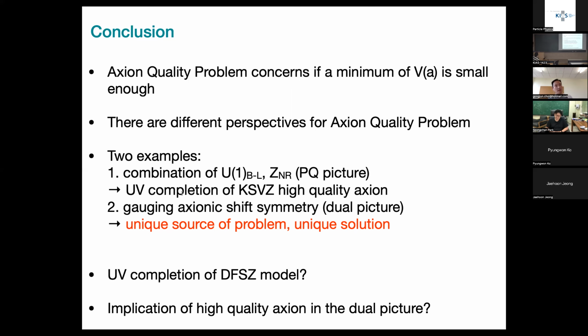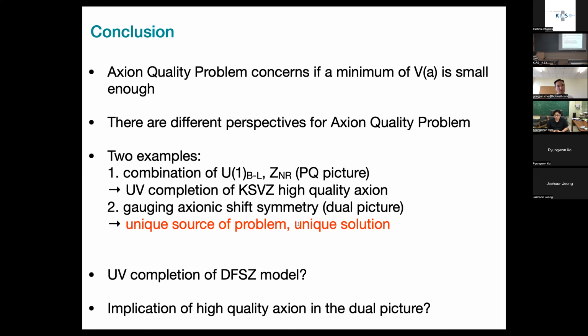Due to time limitation, I gave you two examples in which we can have a different understanding of the quality issue. First, how this can be understood in the Peccei-Quinn picture, with a global symmetry and complex scalar, and in doing so I gave a possible UV completion of a high quality axion. But I also gave another alternative framework based on the formulation of the QCD axion. There, basically there's no global symmetry, but a gauged axionic shift symmetry arises. An important point is that the quality issue only has a very unique source. Therefore, this uniqueness of the problem is inherited by the solution also, so there's a unique solution, multiple axions.